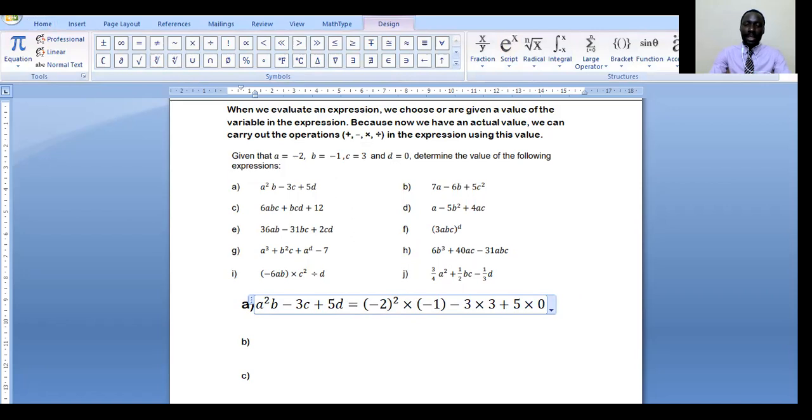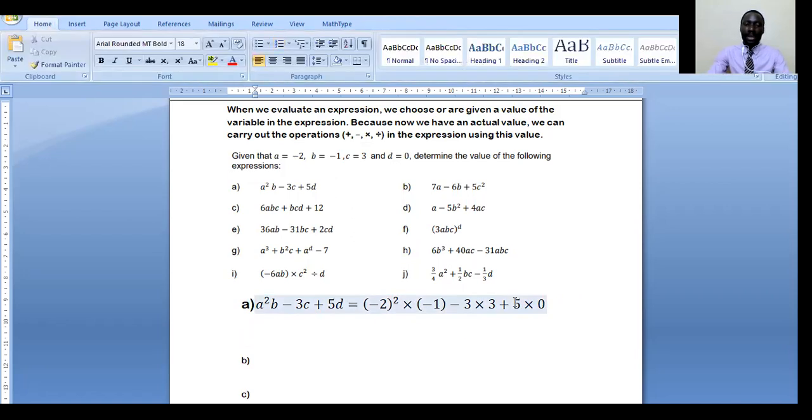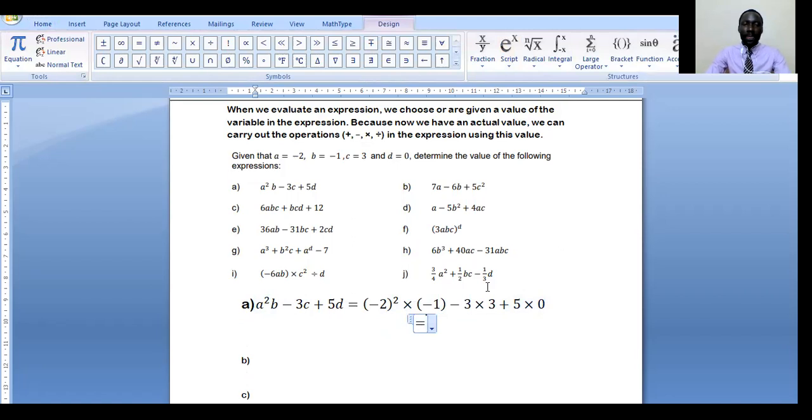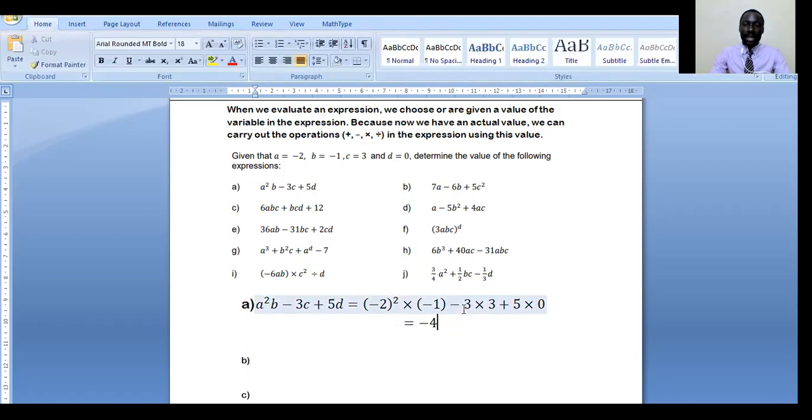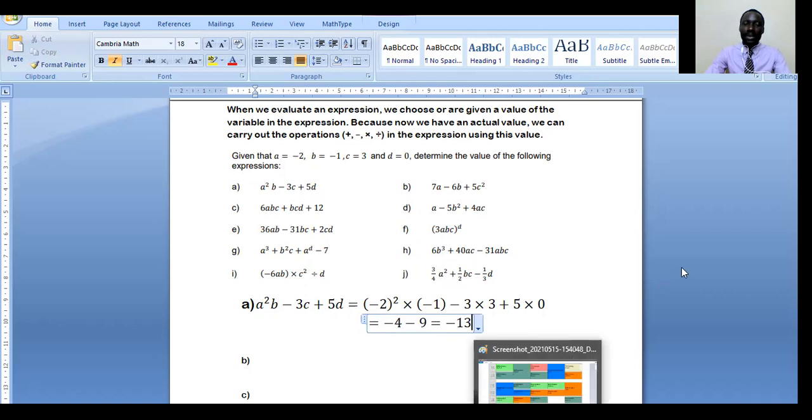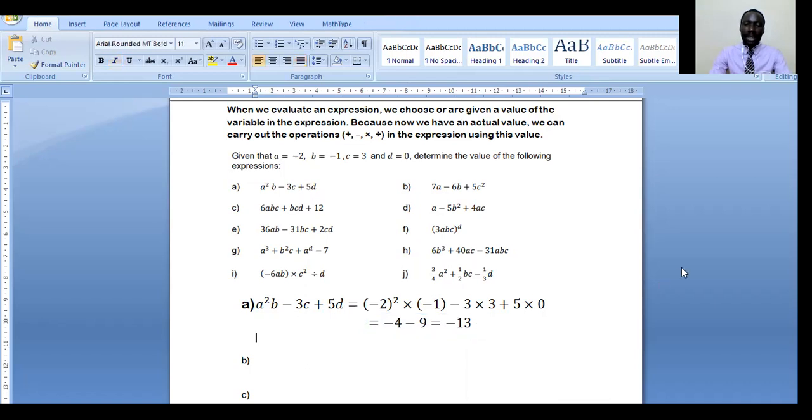So in our next step, we'll be having this -2 squared, which gives 4. 4 times -1 gives -4. Then negative 3 times 3 is negative 9. So we now have negative 4 minus 9 plus 0. This simplifies to negative 13. That is negative 4 minus 9. That is what we get.